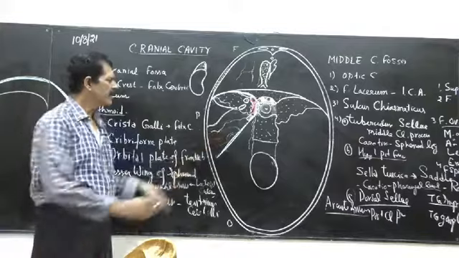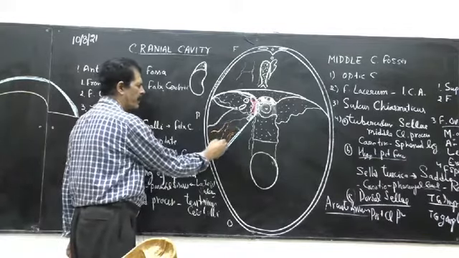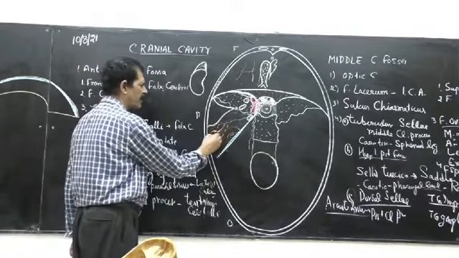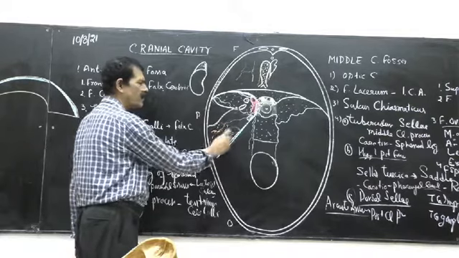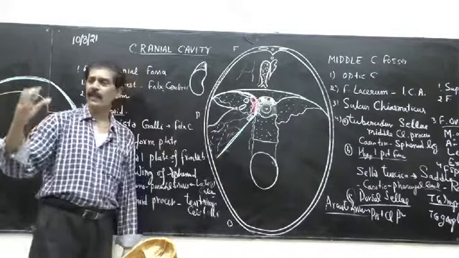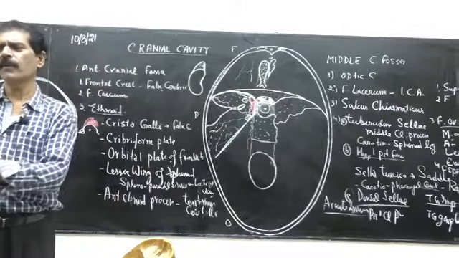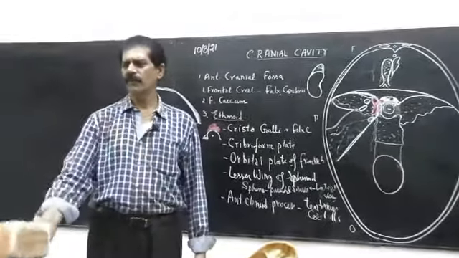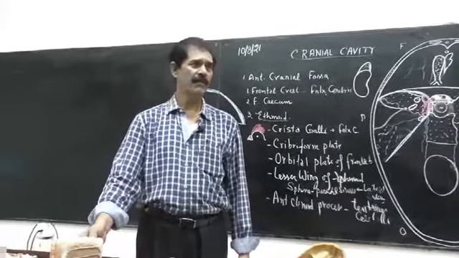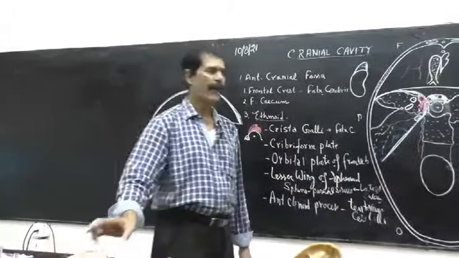And lateral to this, if you break this, what do you find? A matchbox-like structure. What is that matchbox-like structure? The middle ear. The middle ear is exactly like a matchbox: roof, floor, anterior wall, posterior wall, lateral and medial. So the matchbox is like the middle ear cavity, called the tympanum.